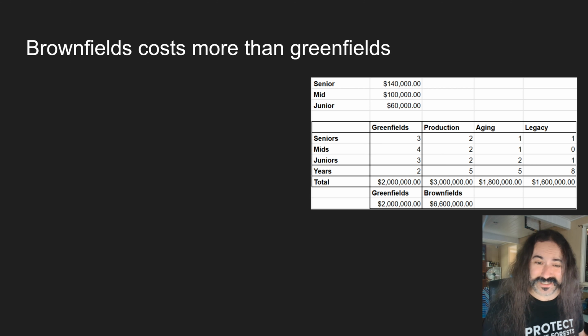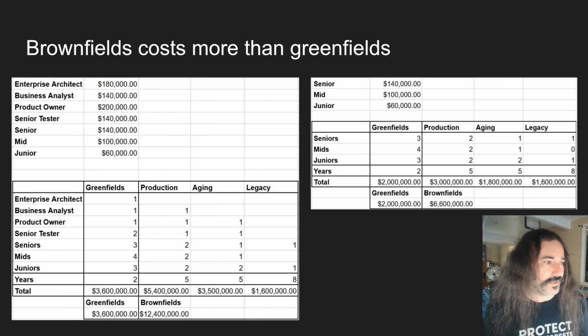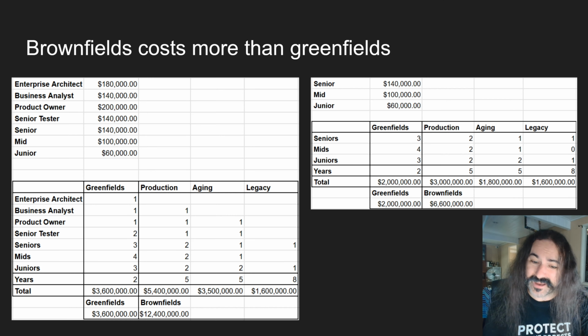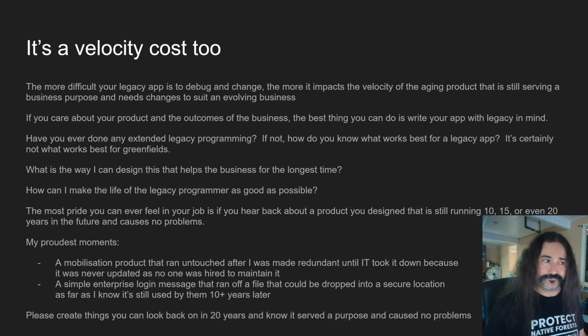However, that just makes it even worse, because here you've got an EA, you've got a BA, you've got a PO, you've got a tester, and it puts the price of greenfields up to $3,600. However, some of those people live on afterwards through the product, and even with them rolled off hard, that puts it from 3 in the previous situation up to 4. And unfortunately, no matter how you balance this, no matter what you make those costs of the people, no matter what you make the layout of the team, brownfields always costs at least 3 times more than greenfields to make.